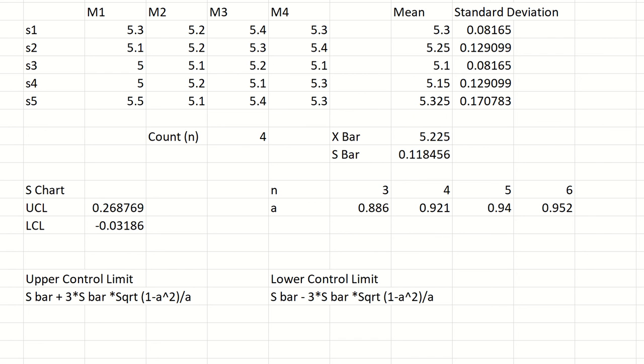The X-bar chart, or mean chart, can be found similarly by using the same ideas as the standard deviation chart.